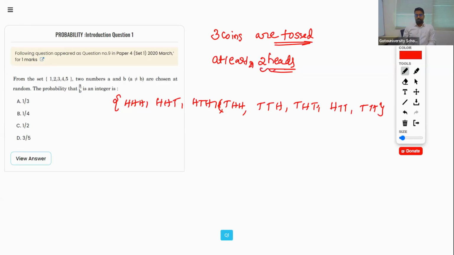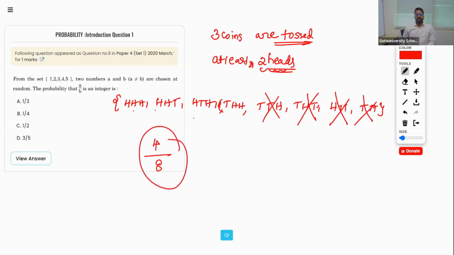I want at least 2 heads. So the denominator is 8, no doubt. At least 2 heads means it can be 2 heads as well as more than 2 heads, but it is not going to be 1 head. So these are ruled out, and 0 heads is also ruled out. So what is the numerator? 1, 2, 3, 4, which is 4.